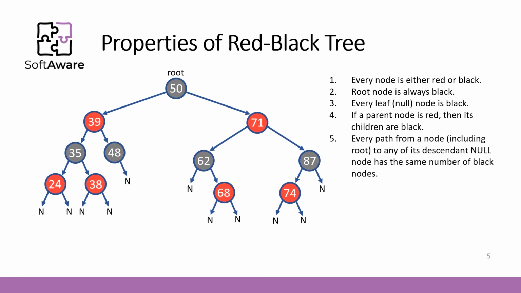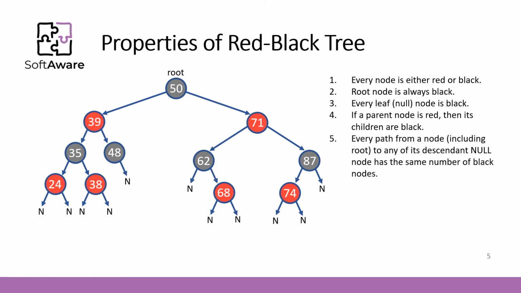Every path from a node, including the root node, to any of its descendant null node or leaf node has the same number of black nodes. So this said, if we take 62 as an example, going down from the right subtree or left subtree of node 62 gives the same number of black nodes as a result.